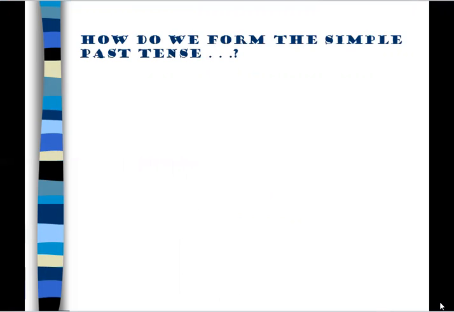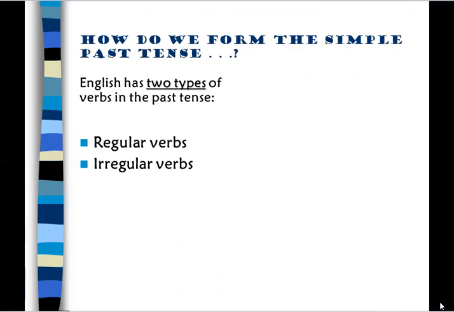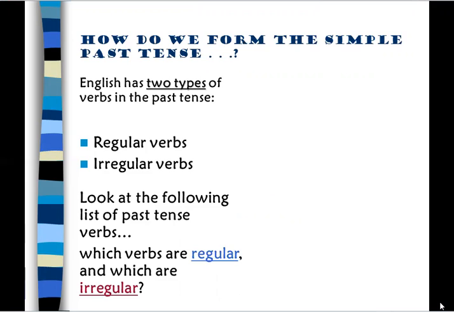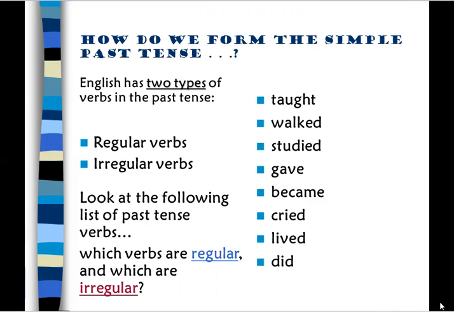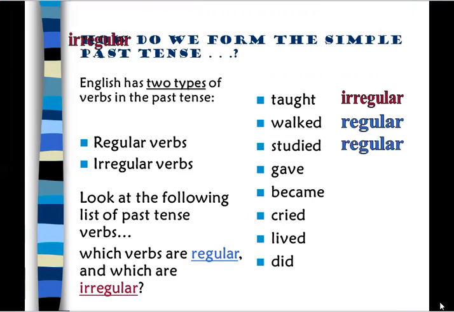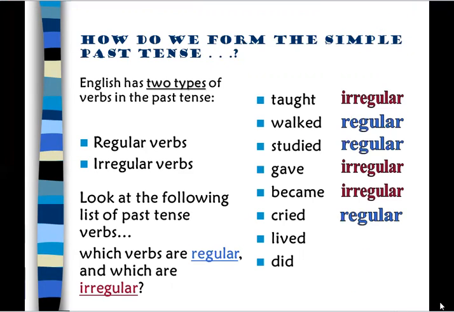How do we form the simple past tense? English has two types of verbs in the past tense, regular verbs and irregular verbs. Look at the following list of past tense verbs. Which verbs are regular and which are irregular? Taught, walked, studied, gave, became, cried, lived, did. Now you can see some are regular and some are irregular verbs.